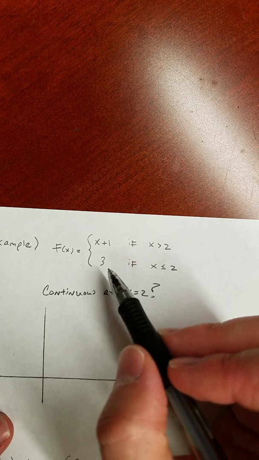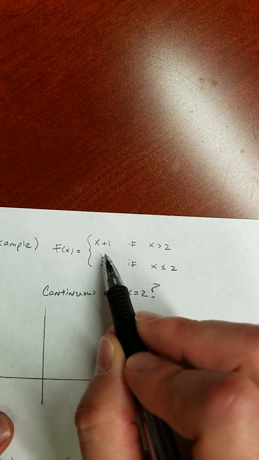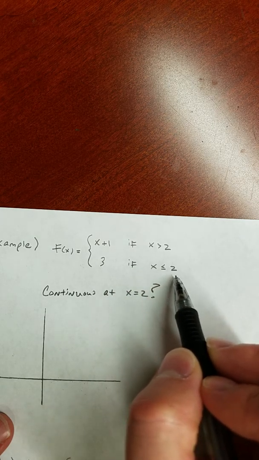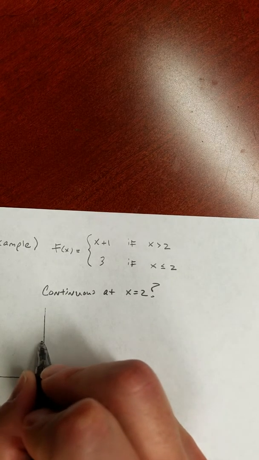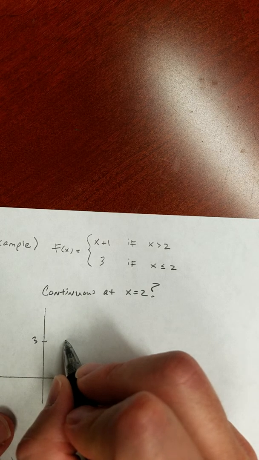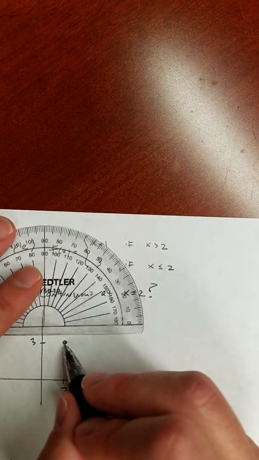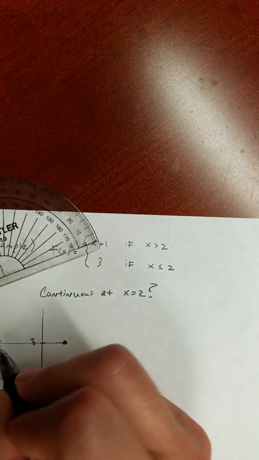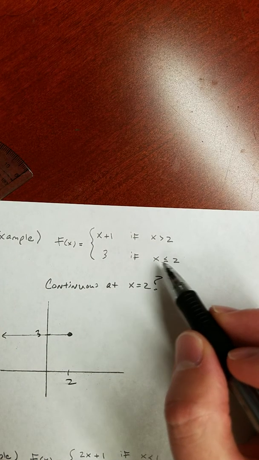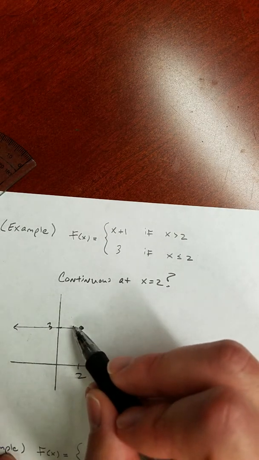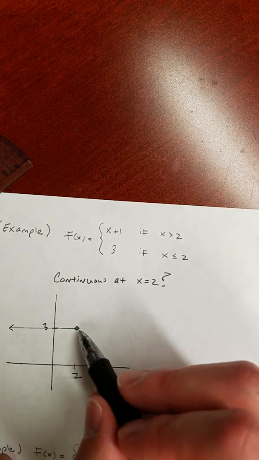So let's see. I need to draw, let's do this. Y equals 3 if x is less than or equal to 2. That means if x is 2, y is 3. That point right there is filled in. But if x is less than 2, y is still 3. So if x is 1, it's 3. If x is 0, it's 3, etc. Okay, so that's this one.